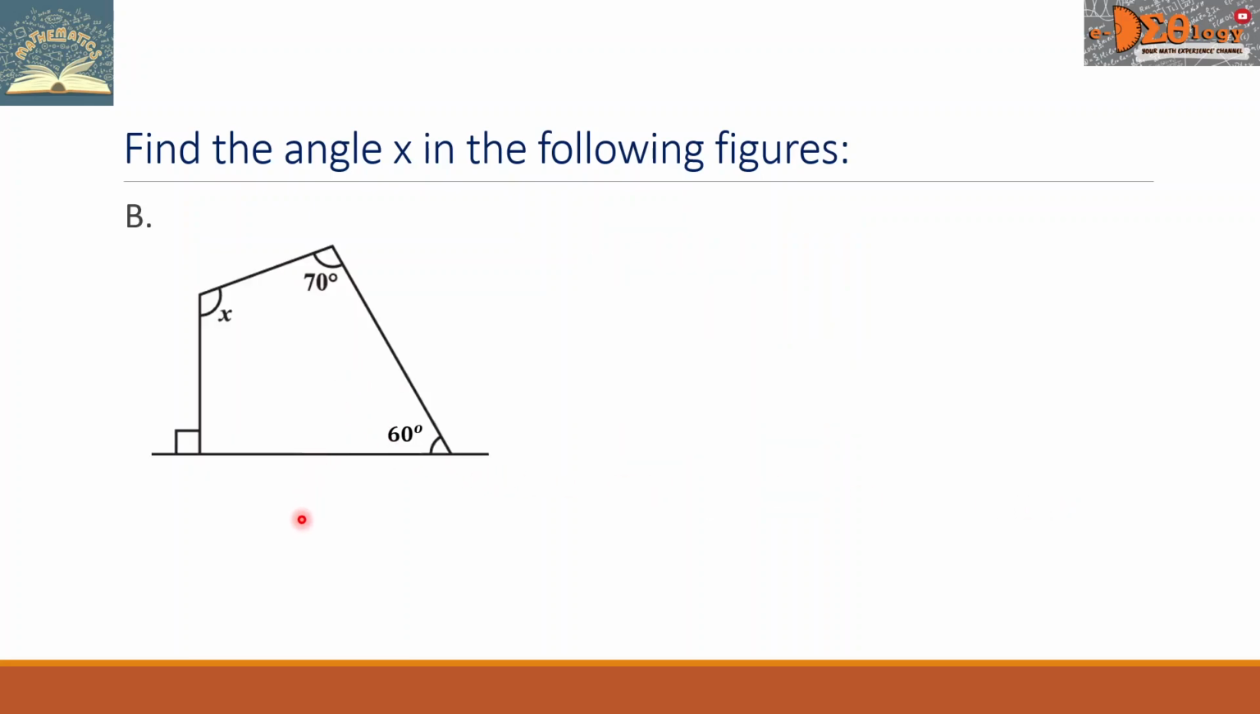This is figure B. We have here a quadrilateral. We know that the sum of all angles of quadrilateral is 360 degrees. Look at our figure. There is a missing angle. Adjacent to the missing angle is a right angle, which is 90 degrees. Since the missing angle and this angle here is 90 degrees, that means the missing angle is also 90 degrees. They are complementary. Now we can solve for x.